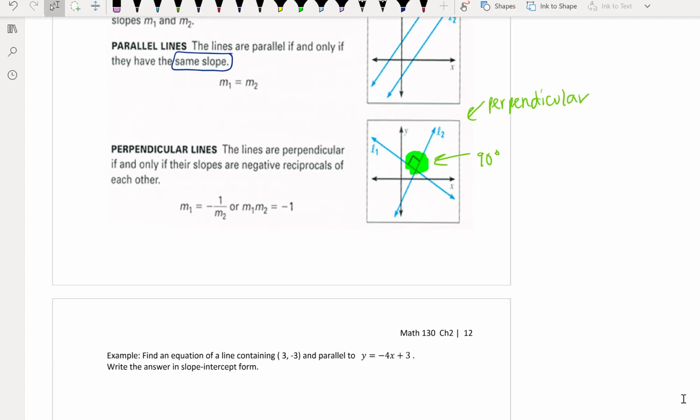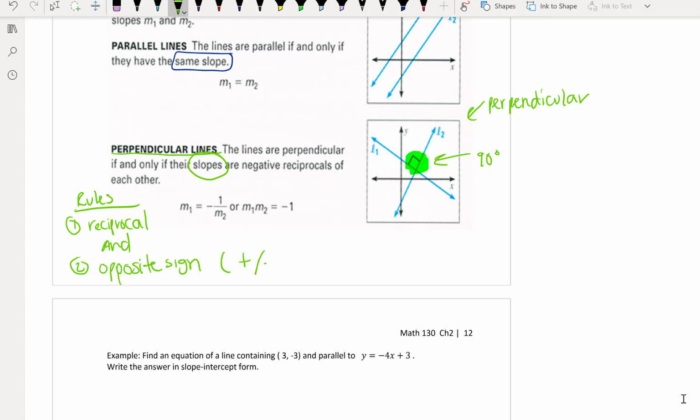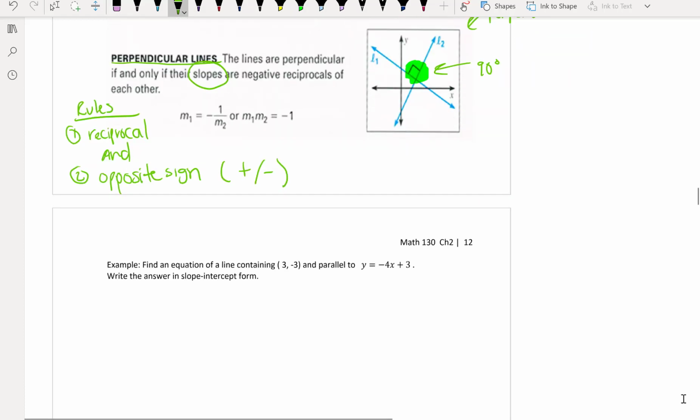Not only that, but it tells me that there are going to be two criteria here. So the rules, in order for it to be perpendicular, relate to the slope. Rule number 1, it has to be the reciprocal, and rule number 2, it has to have the opposite sign. So opposite signs, positive and negative, right?